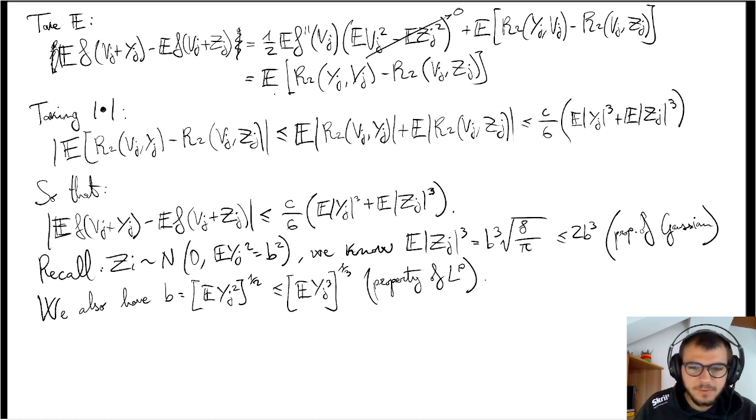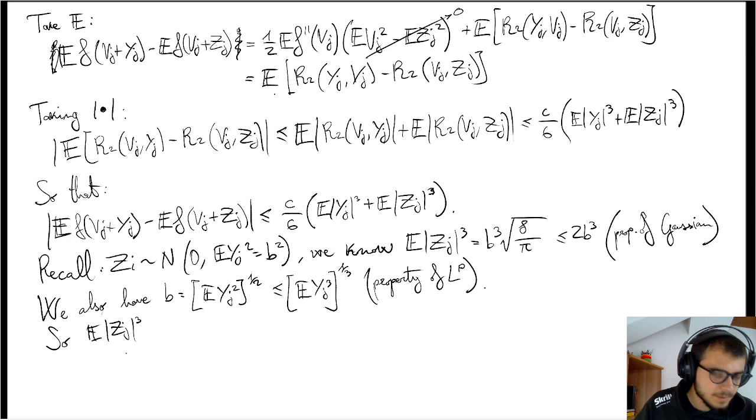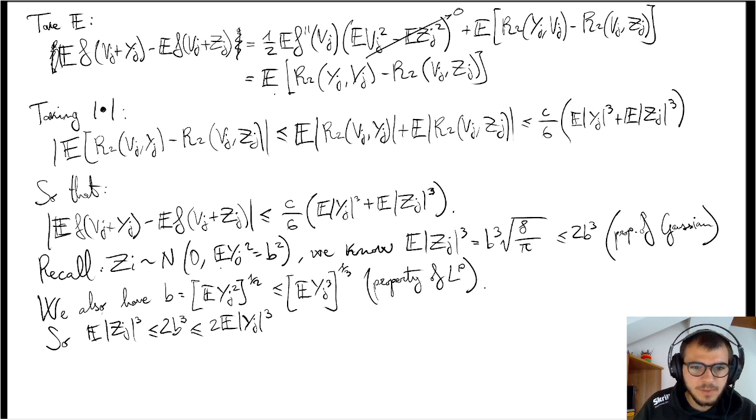Or the LP norm, if you want. So, we are almost done. The expectation of zj to the third power in absolute value is bounded by 2b cubed. And this is again less than 2 times the expectation of yj cubed. Well, this is basically because we defined it in this way. So this should be equal.